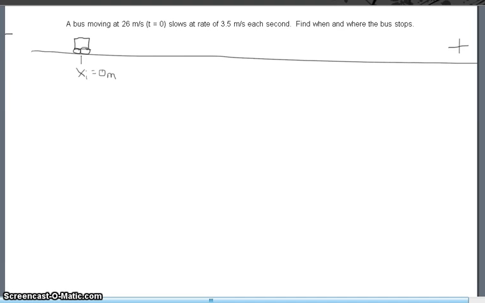All right, we're going to start the problem-solving process by looking over last night's homework problem. A bus moving at 26 meters per second slows at a rate of 3.5 meters per second each second. Find when and where the bus stops.